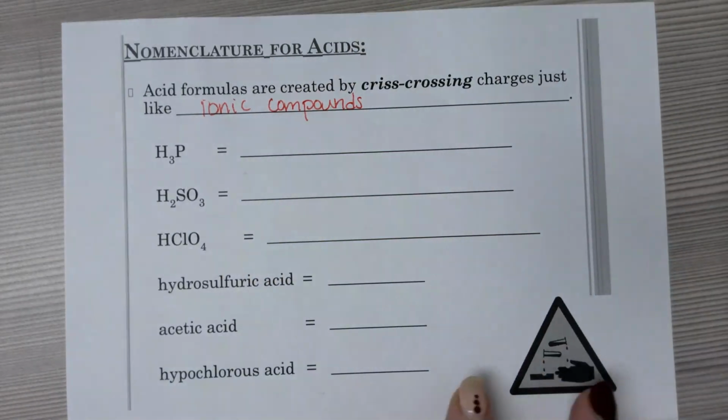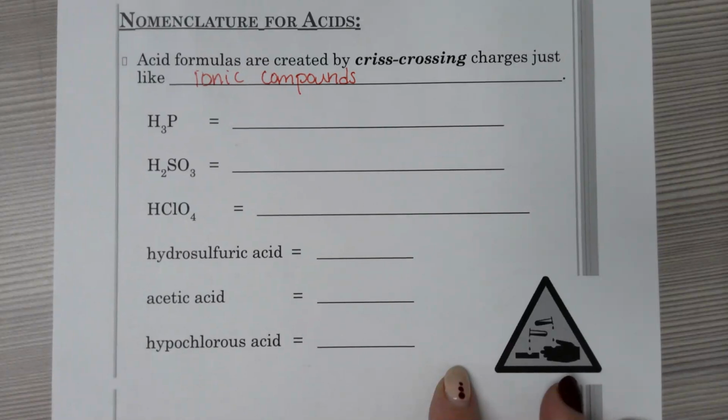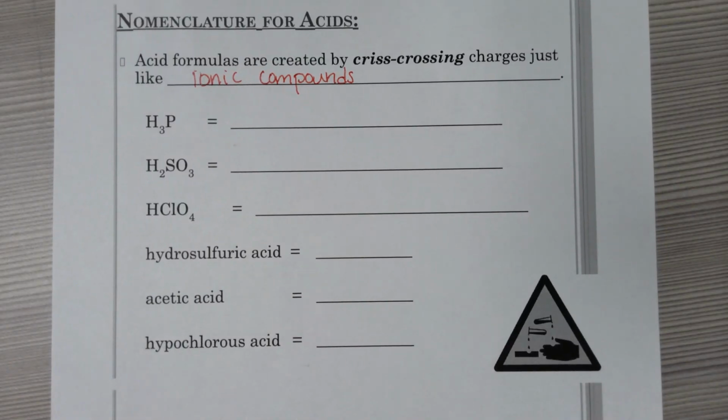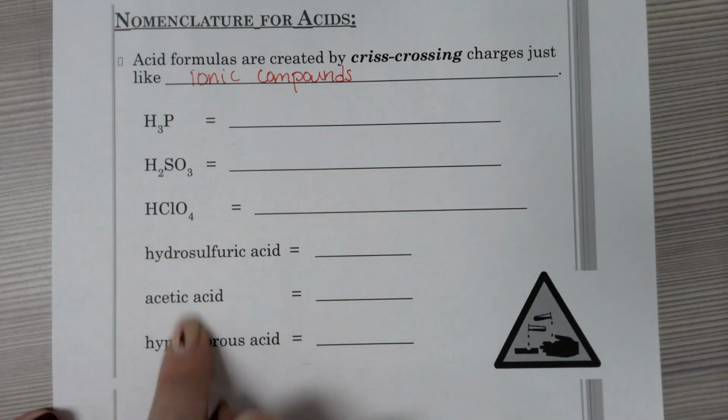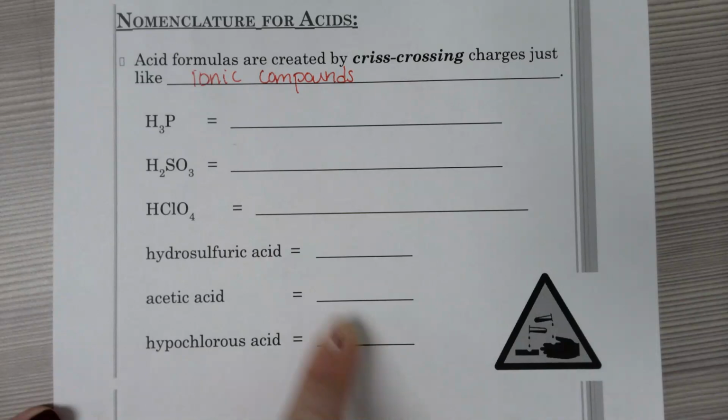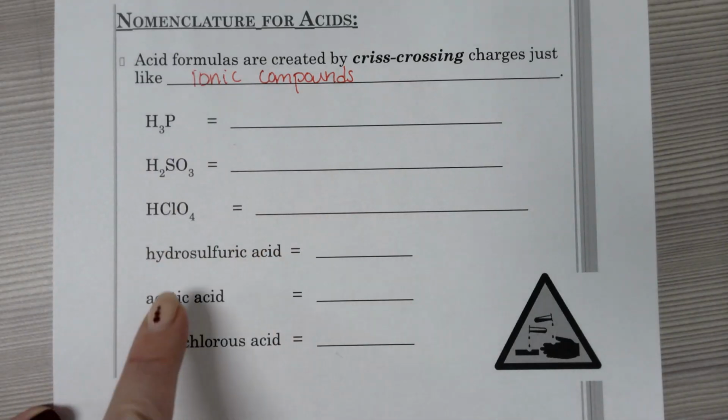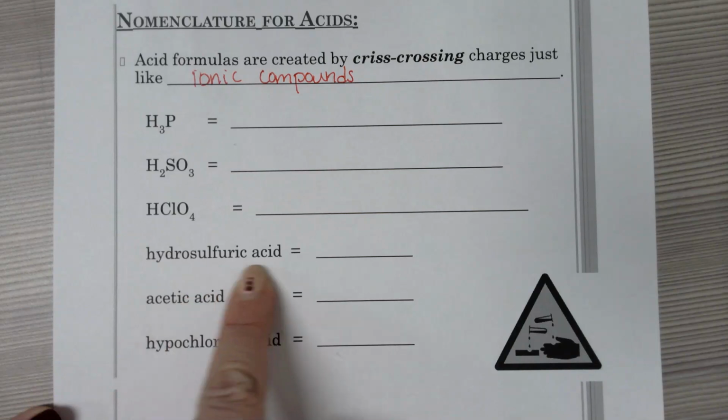Okay, these are not ionic compounds. They are a different section. It's acids, but it's very similar because they're made of ions essentially. All right, so here's how we're going to do it. I'm going to go down and do the naming first, name to formula, and then I'll do the formula to name. So, hydrosulfuric acid.